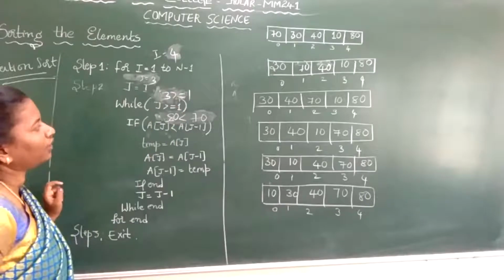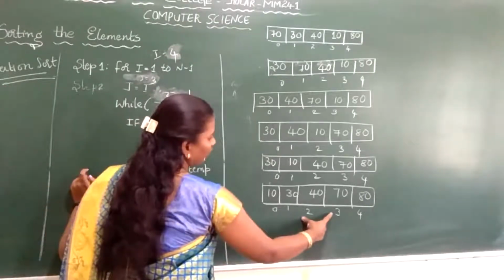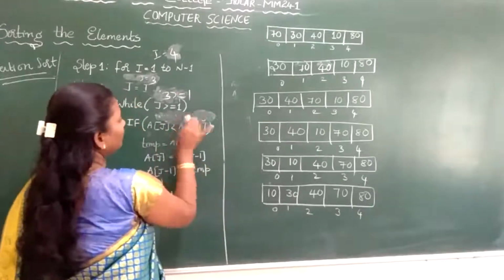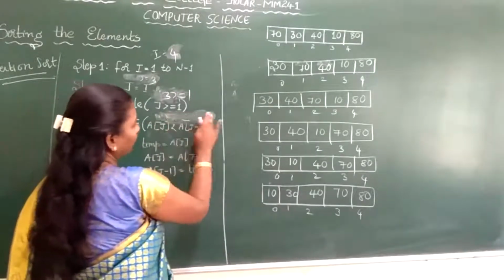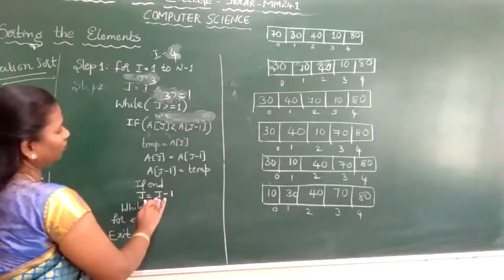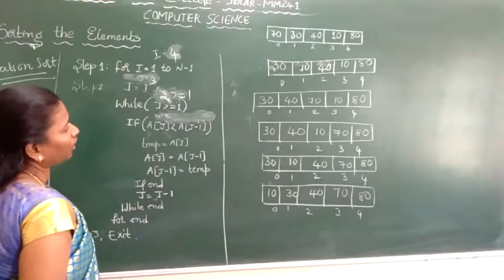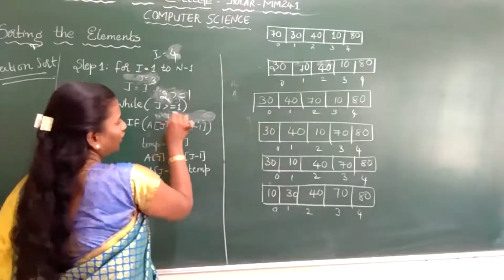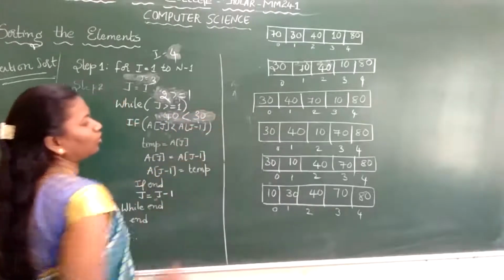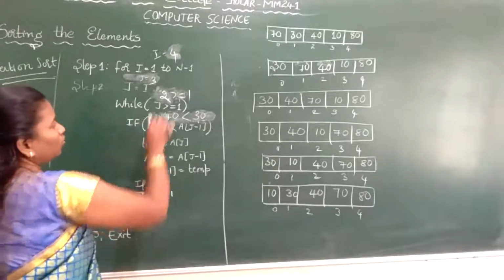Okay, 3 is greater than or equal to 1. Yes. Now again I will be checking. What is there in A of 3? 70. Is 70 less than 40? No, again the condition fails. So my j will become 3 minus 1, that is 2. 2 is greater than or equal to 1. Yes, the condition satisfies. What is there in A of 2? 40. Is 40 less than 30? No, the condition fails. Now my j will become 2 minus 1, that is 1.